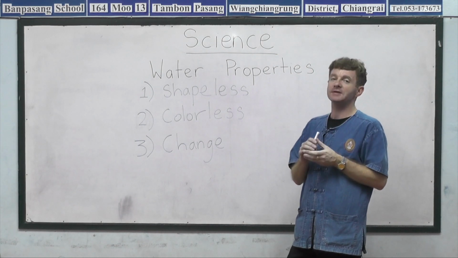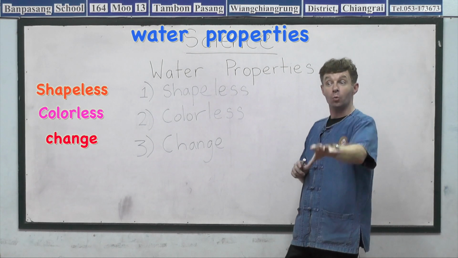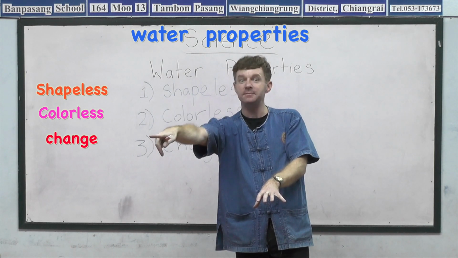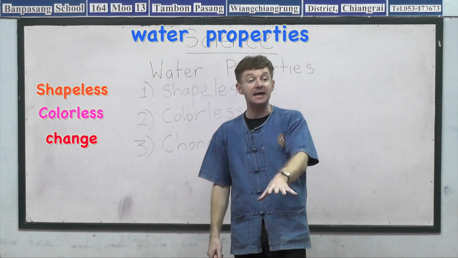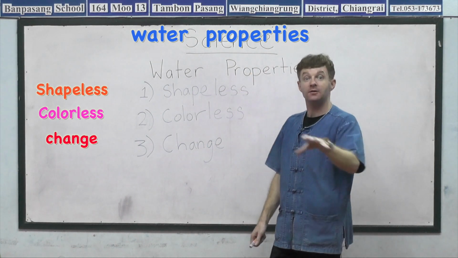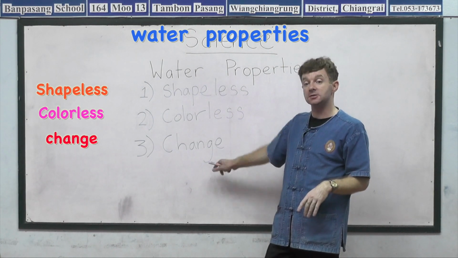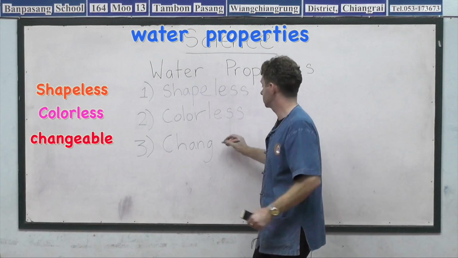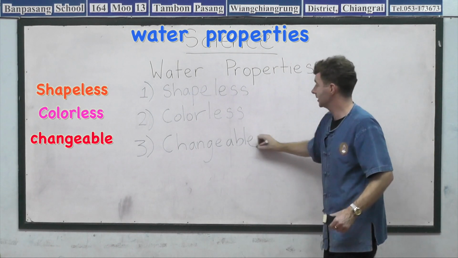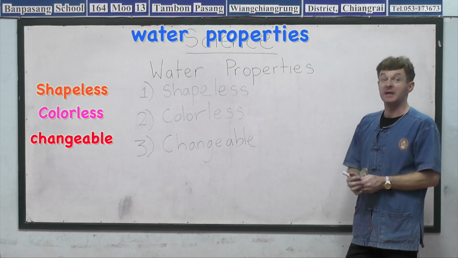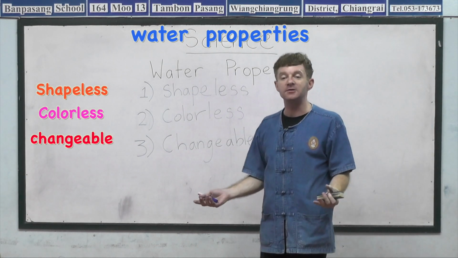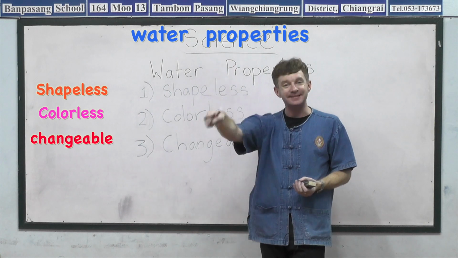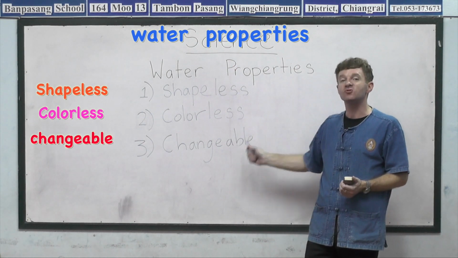Now how about change? Do you remember the previous lesson? We had ice, and then we had water, and then we had the kettle. When we turn the kettle on, steam. Water, ice, steam. So that tells us that water can change. So we say water is changeable. This means that water can change. If water is freezing, what does it become? Ice. If water is boiling, what does it become? Steam. So that tells us water is changeable.